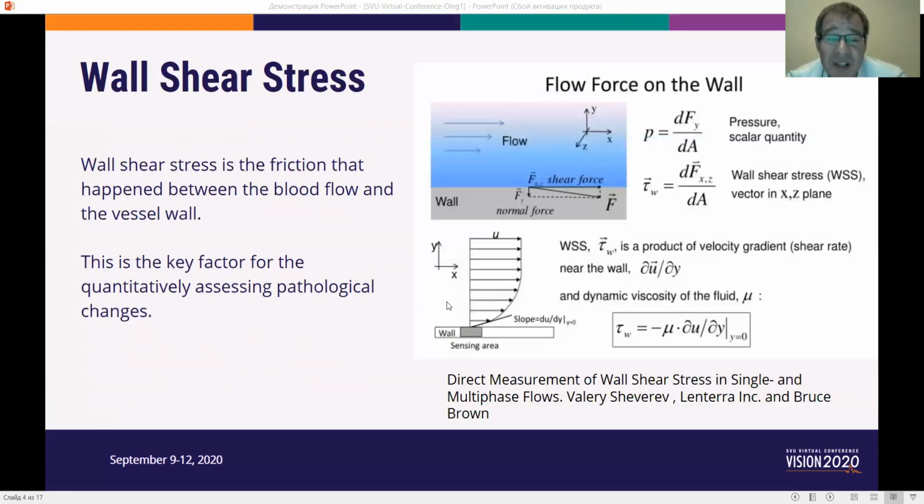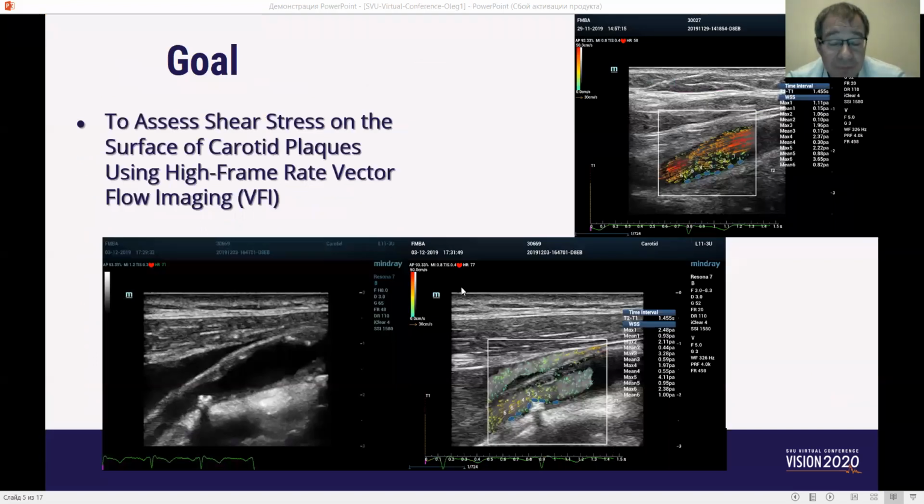Wall shear stress is the friction that happens between the blood flow and the vessel wall. Actually, it is a product of velocity gradient near the wall. Wall shear stress is a key factor for quantitatively assessing pathological changes. The goal of this research is to assess the shear stress on the surface of carotid plaques.